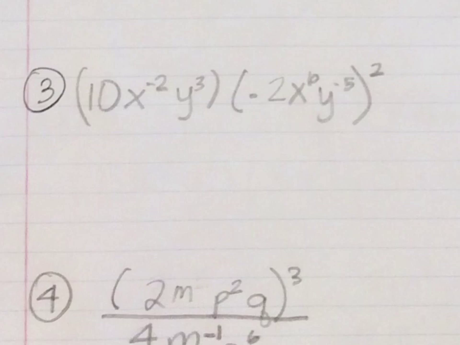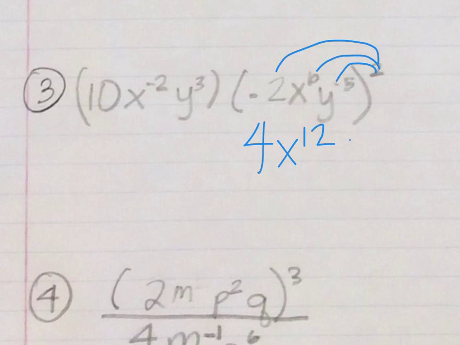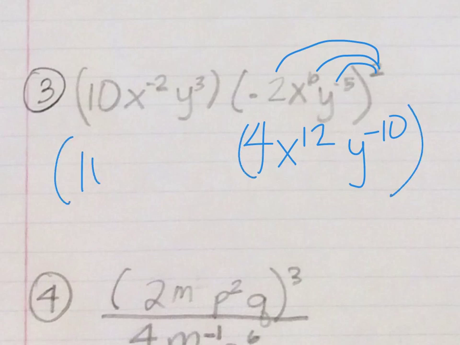Okay, looking at number 3, if I'm going to do PEMDAS, I can't do anything within my parentheses, but I do have an exponent. So what I have is negative 2 squared, and that means negative 2 times negative 2, and that gives me a positive 4. And now I have a power to a power, so I'm going to multiply, and that gives me 6 times 2 would give me 12 x's. And then here I've got negative 5 times 2, and that's going to give me negative 10 y's. And then I'm going to just rewrite the first equation of 10x to the negative 2 y cubed, and now I'm going to multiply these two numbers just from left to right.